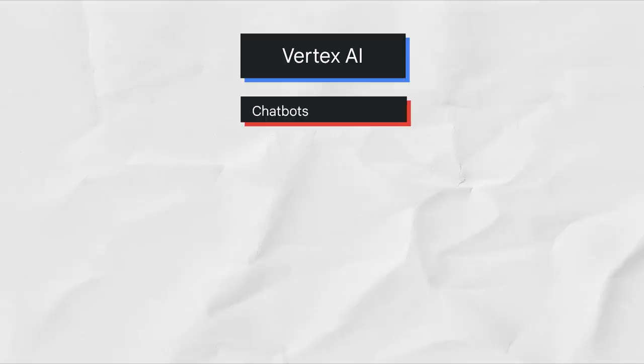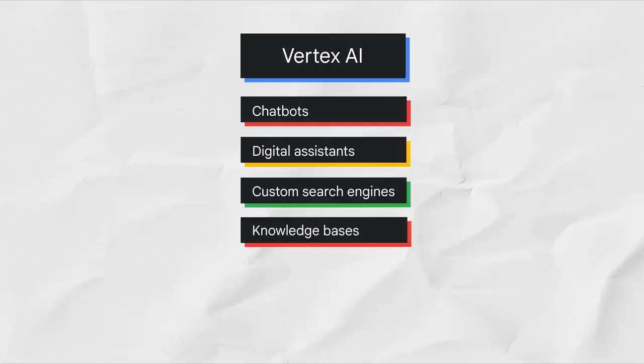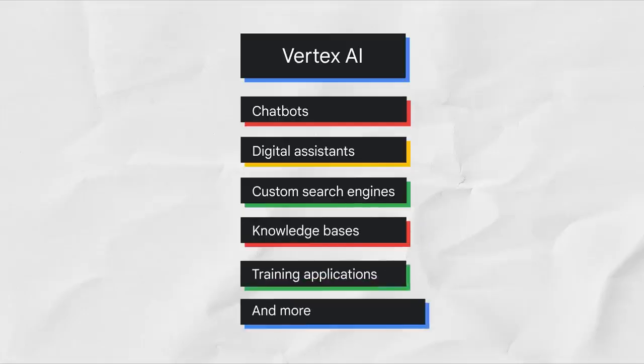Next, we have Vertex AI, which is particularly helpful for all of you who don't have much coding experience. You can build generative AI search and conversations for customers and employees with Vertex AI Agent Builder, formerly Vertex AI Search and Conversation. Build with little or no coding and no prior machine learning experience. Vertex AI can help you create your own chatbots, digital assistants, custom search engines, knowledge bases, training applications, and more.